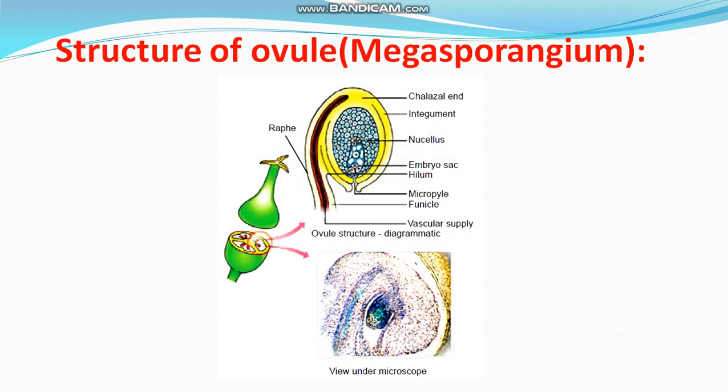Okay, let's now discuss the structure of ovule. It is otherwise known as megasporangium. The ovule consists of different types of parts. The central mass of parenchyma cells is called nucellus. The nucellus is covered by two integuments, outer integument and inner integument. The integuments leave a small opening known as micropyle.